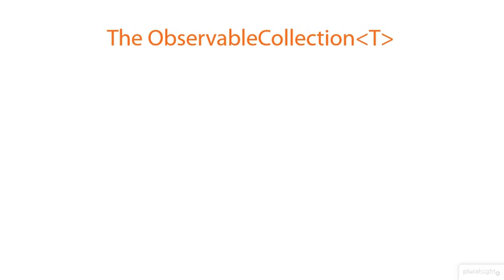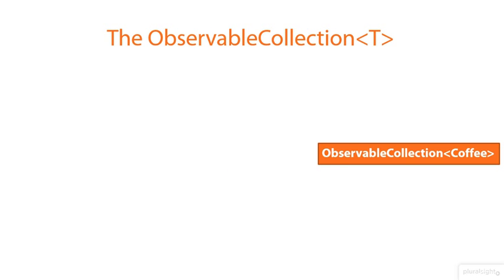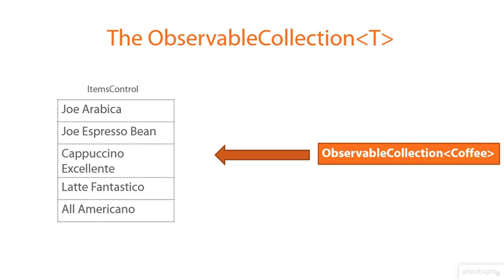Now, if on the other hand, you would like to see updates to the collection, resulting in updates in the items control, you can use a different class, namely the observable collection of T. We will soon learn more of this class, but for now, remember that if you're data binding an observable collection to your items control, that changes to the collection, so adding or removing items, will result in the list being updated in the UI as well.